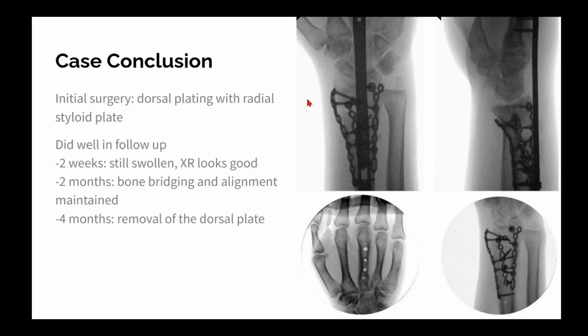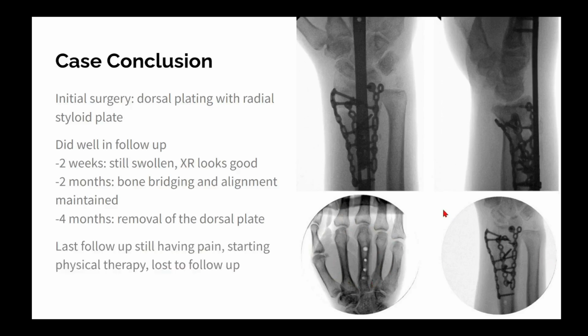He still had some swelling at 2 weeks, but that repeat x-ray showed good alignment. At 2 months, he had good bone bridging and the alignment was maintained. And a couple months later, they removed the dorsal plate. And then down here on the bottom, you can see what that looks like. This is with the dorsal plate removed. At the last follow-up, he was still having pain. He had started physical therapy, but unfortunately, he did not follow back up with the surgical team.